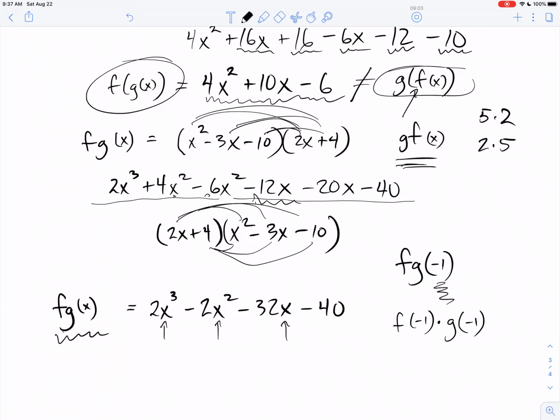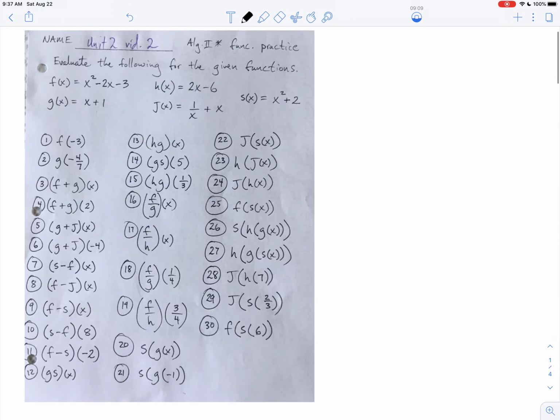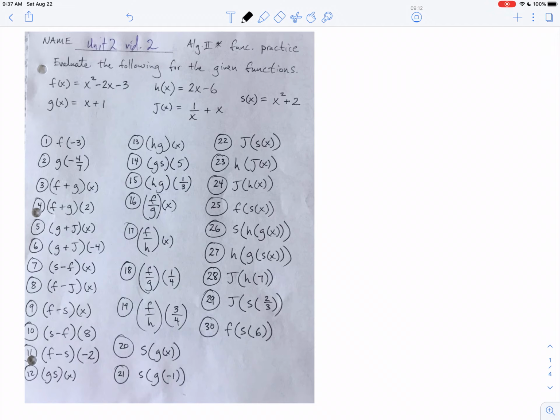Now, I just wanted to make this point. I'm going to scroll up to the top. I'll be back, don't worry. So if you look at my practice sheet, I did G times S. Then they asked me something like, at number 14, what is GS of 5? I could take my answer from number 12 and plug 5 into it, or I could plug a 5 into here separately, and I could plug a 5 into here separately, and then multiply the two together.